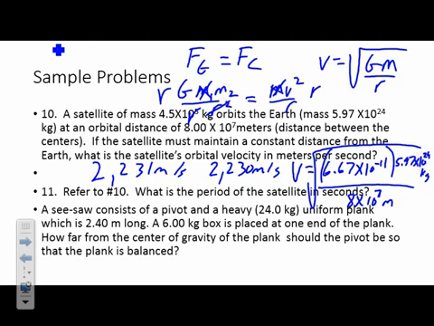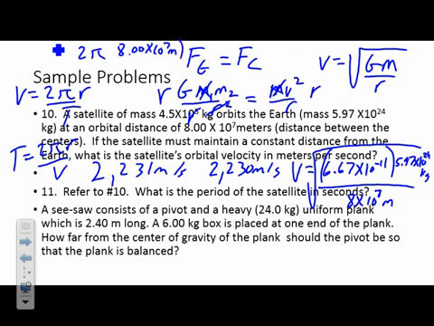Next part asks us to find the period. The easiest way to do that, if we already have the velocity, is to go back to the equation we used a second ago. That's the velocity for things moving in a circular path. Solve that out for period. So period would equal 2 pi r over velocity. So in this problem, 2 pi, radius 8 times 10 to the 7th, divided by the velocity, which we just calculated to be 2,231 meters per second.